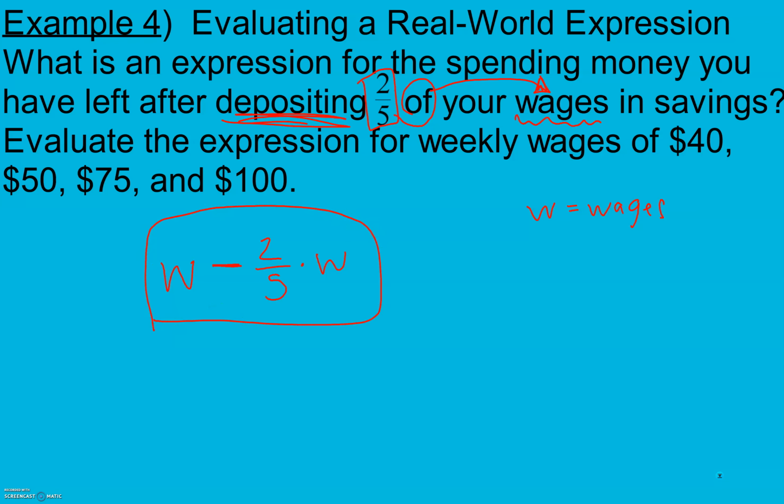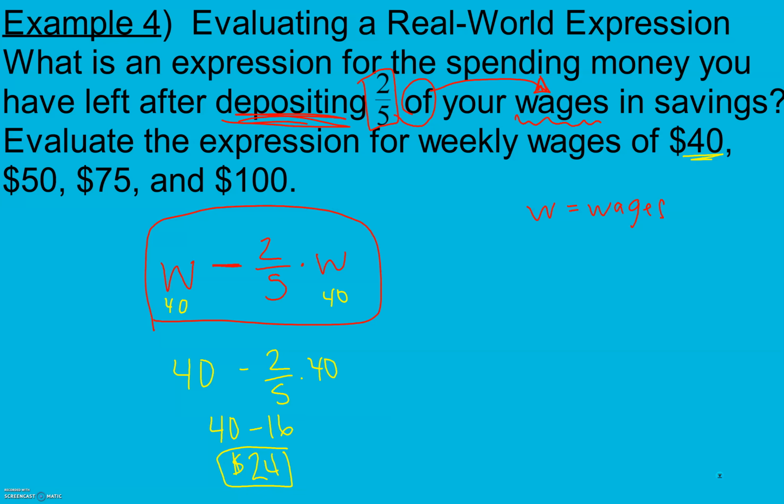Now we want to evaluate our expression for different dollar amounts. If our wages are 40, we plug 40 in for W in both spots. And remember, we have to multiply first before we can subtract. 2/5 times 40 is going to be 16. So now we can subtract and have $24 left. And we had to multiply because of PEMDAS before we could subtract.